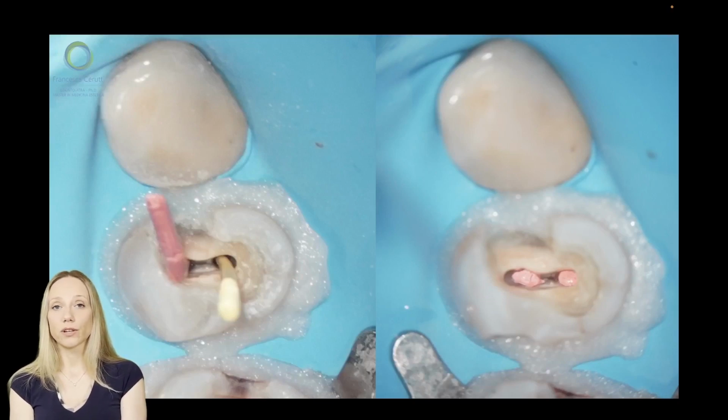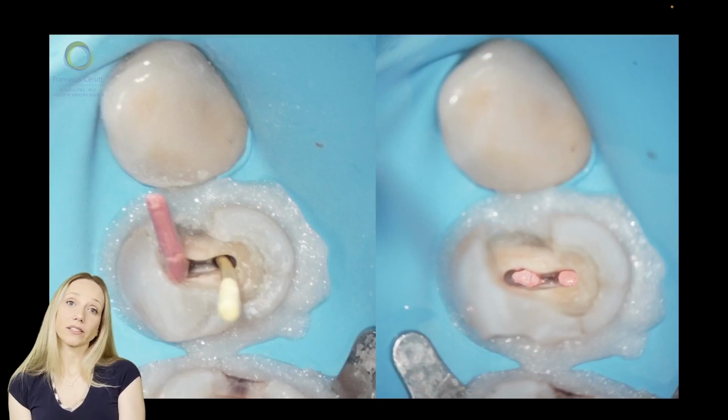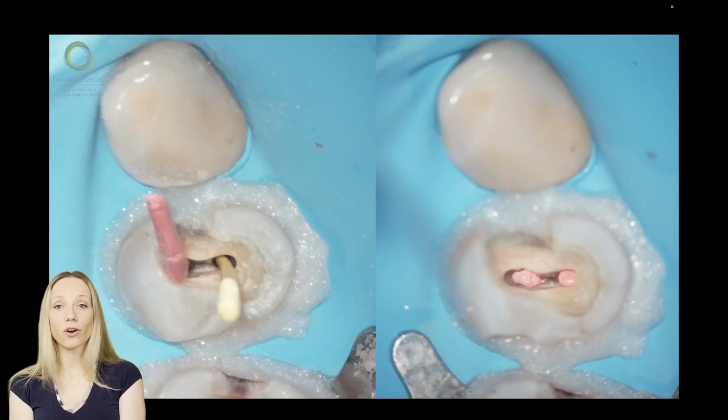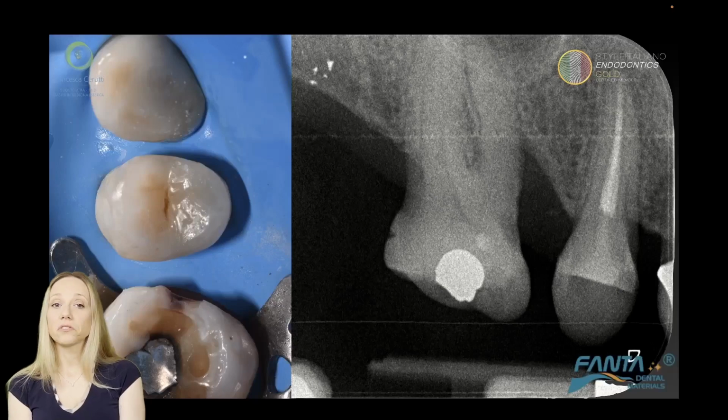So I will choose a master cone, and then I can use an accessory cone to fill the other root canal, or do it with the back filling directly, because the apical part is already closed. I also do the back filling of the confluent canal. And so I did my post-endodontic restoration with an indirect restoration.